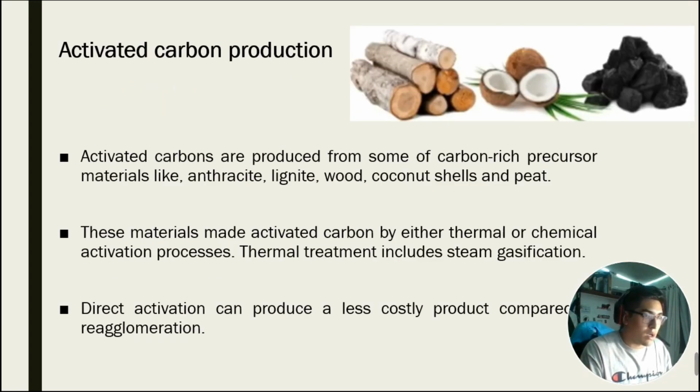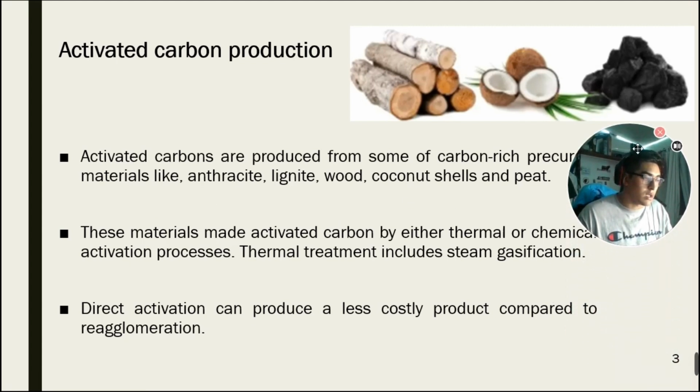So how is the production? Well, the activated carbon production. The activated carbons are produced from carbon-rich precursor materials like anthracite, lignite, wood, coconut shells, and peat. These materials make activated carbon by either thermal or chemical activation processes. The thermal treatment includes steam gasification, and this activation can produce a less costly product compared to reagglomeration.